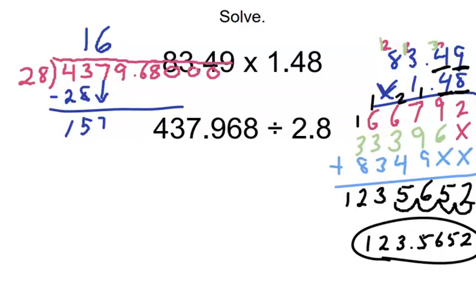Okay, so 6 times 8 is 48, and then 6 times 2 is 12, plus 4 more, 16. So 6 won't work, will it? It's just going to go a little bit too high. So let's get rid of the 6, and let's make it a 5. All right, so it's going to be 5. 5 times 8 is 40. 5 times 2 is 10, plus 4 more is 14.